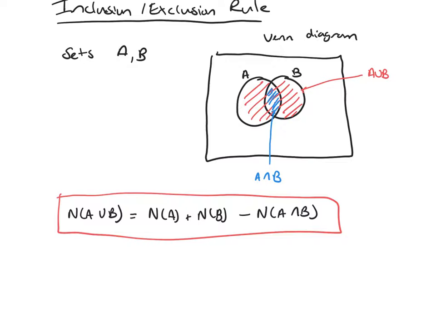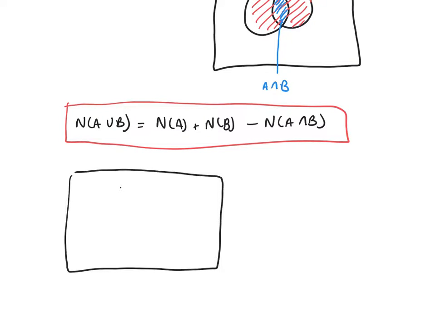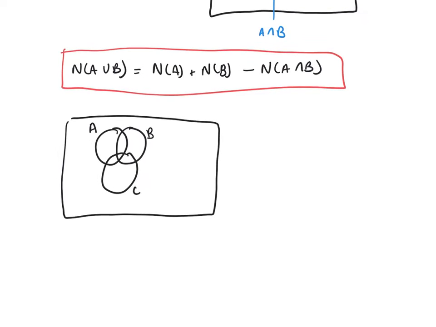What if we have three sets? Well, our Venn diagram will look a little bit different. I have three circles, A, B, and C. And again, I want to count the number of elements in the union of these sets. So the number of elements in A union B union C. Well, I start by counting the number of elements of A plus the number of elements of B plus the number of elements of C.